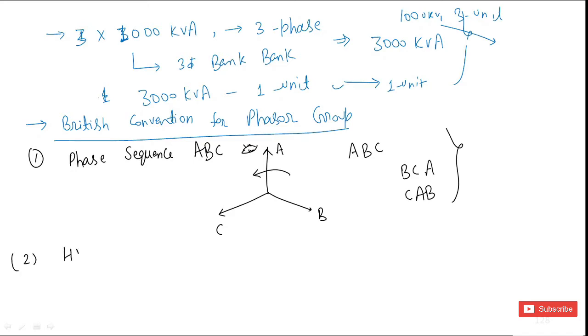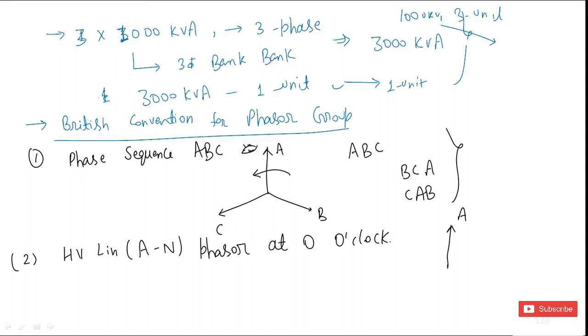Rule number 2. This HV line A neutral phasor is the reference phasor, I told you, at 0 o'clock always. The phasor of the high voltage line A phase will always be at 0 degree, like this, AN. It will always be like this. This is your reference phasor.